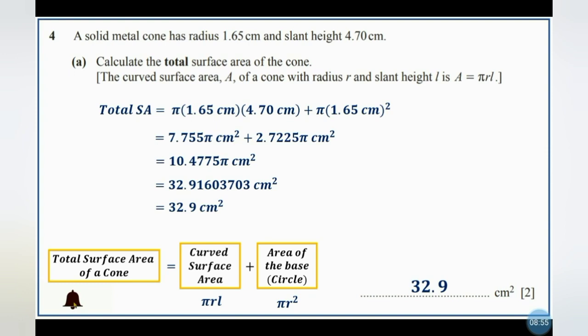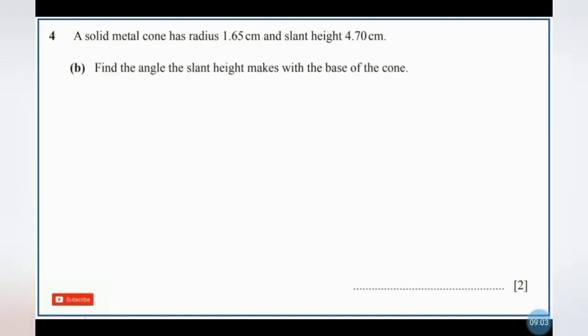Okay, so there. I was not able to show yet the figure, but later, in question letter B, you will see the figure. A solid metal cone has a radius of 1.65 centimeter and slant height of 4.70 centimeter. Find the angle the slant height makes with the base of the cone. So the angle that the slant height makes with the base of the cone.